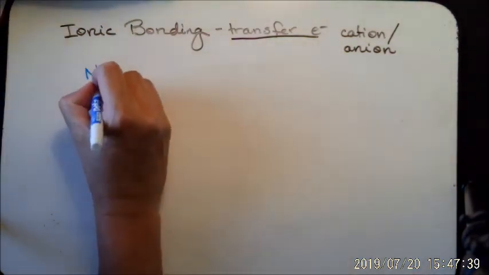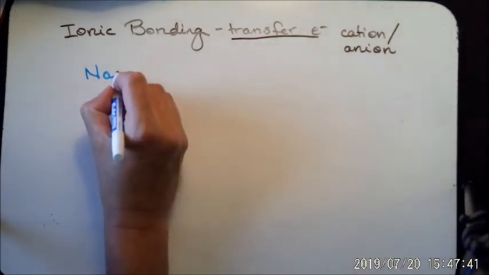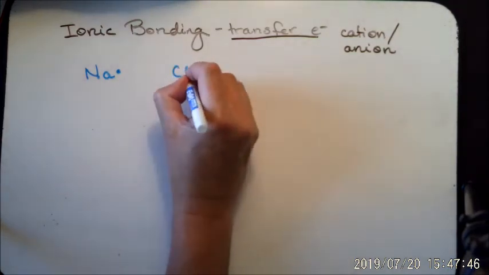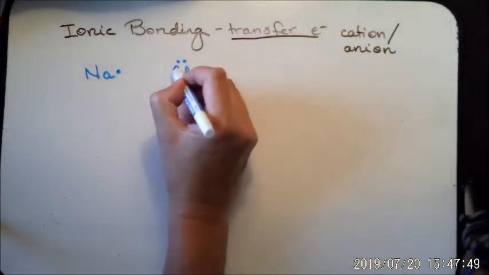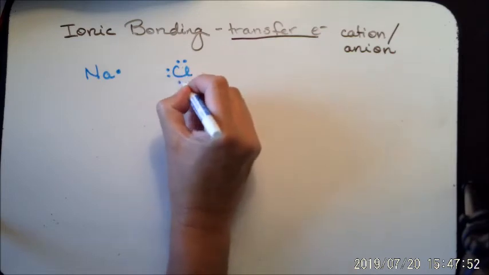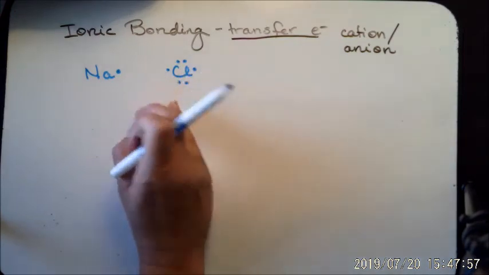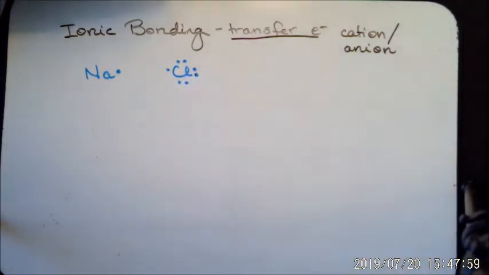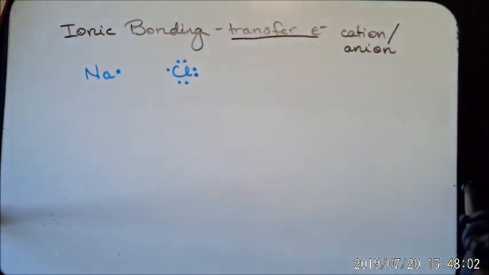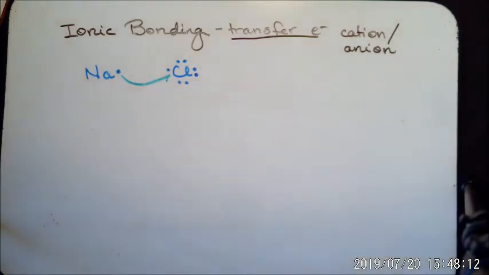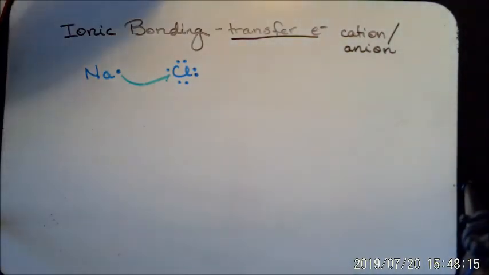So if we look at our sodium metal, it has 1 valence electron. Okay. And if we look at chlorine, it has 7 valence electrons. Okay. And I'm going to just move this electron over to this side. And when we do that, this electron from the sodium moves over, gets transferred to the chlorine atom.